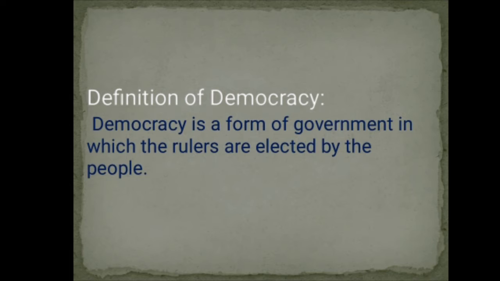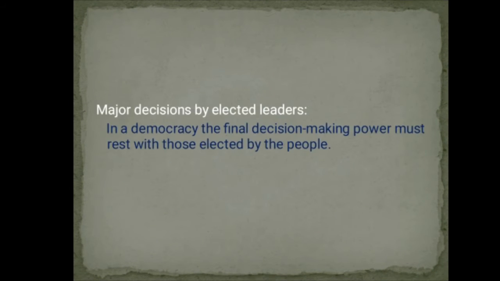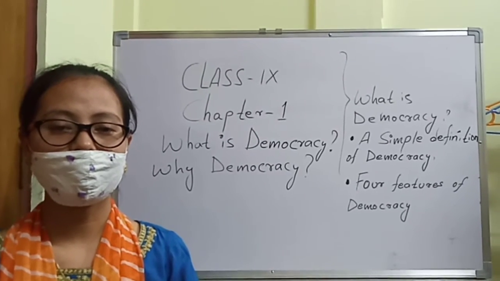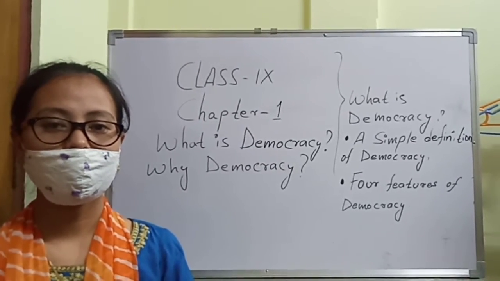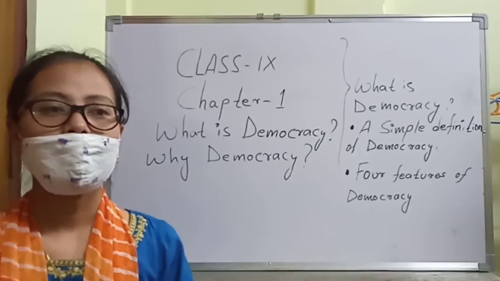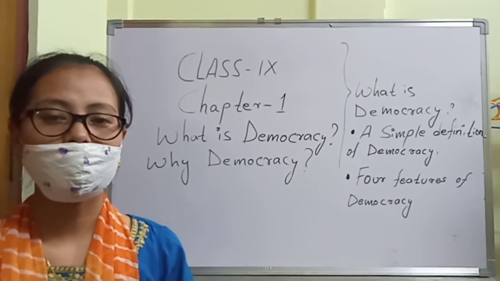So now let's discuss the four features of democracy. First feature of democracy: major decisions by elected leaders. In a democracy, the final decision-making power must rest with those elected by the people. For example, in Pakistan, General Pervez Musharraf led a military coup in October 1999. He overthrew a democratically elected government and declared himself the chief executive of the country.